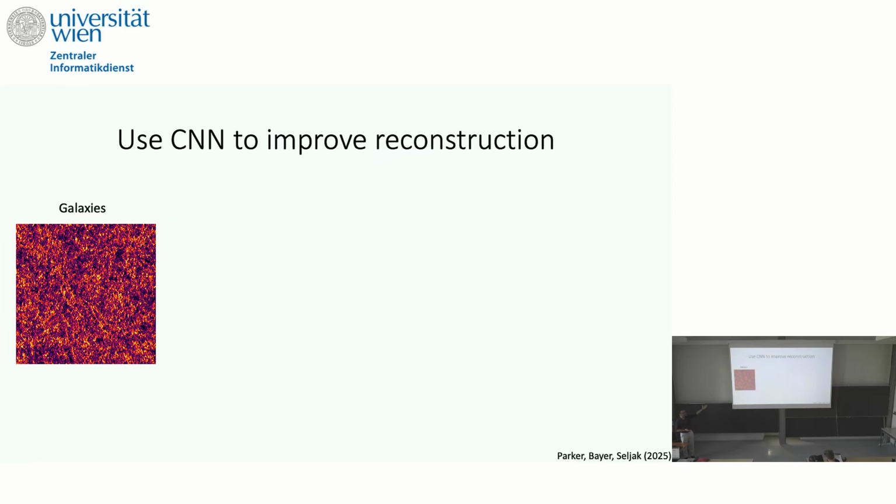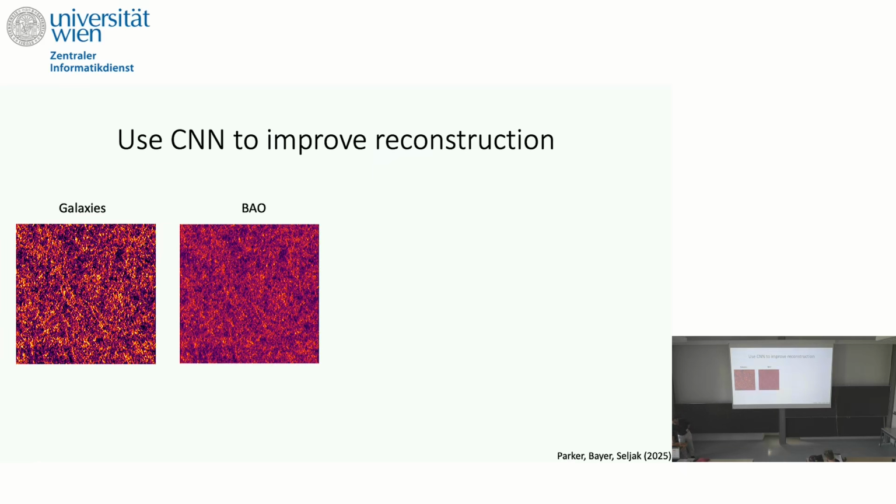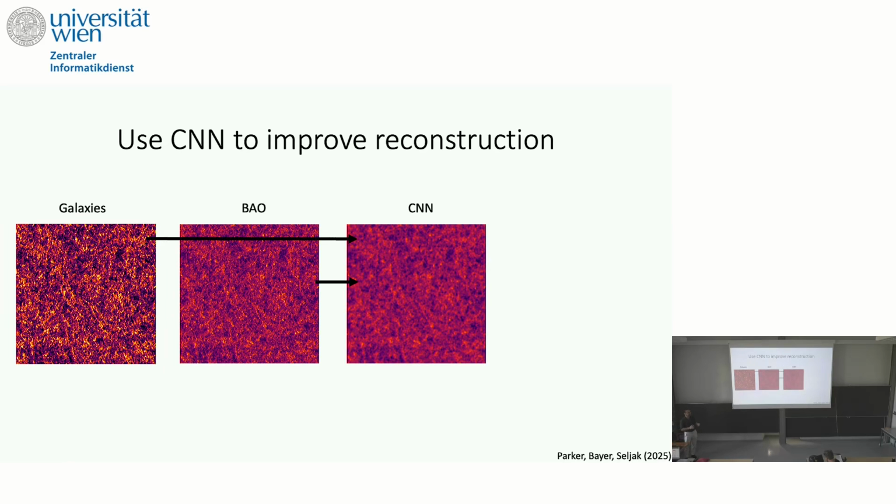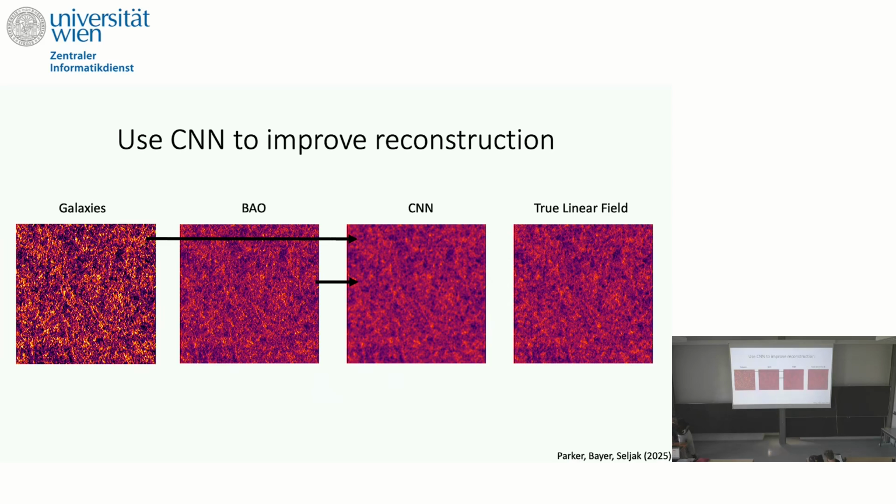So the idea is you have the galaxy field, and this is based on simulated galaxies. You then do BAO reconstruction, so a traditional BAO reconstruction based on the Zeldovich approximation. This gives you the correct large-scale reconstruction of the field. And then you feed both of these into a CNN to learn the small-scale corrections to the reconstruction. So the reason for feeding the BAO reconstruction and the galaxies into the CNN is to give the CNN an idea of what the large scales are, and so it doesn't have to work so hard to figure out the small scales. And you're trying to infer the true linear field.